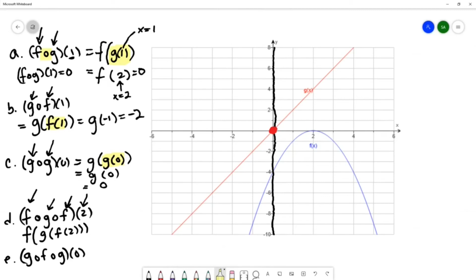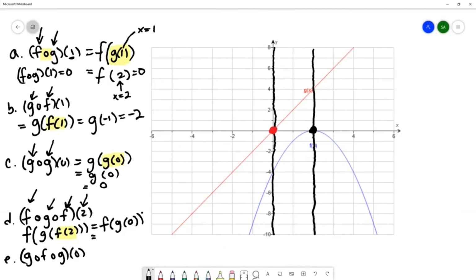So we'll start by finding f of 2. x equals 2 is this vertical line here. Every ordered pair on that line has an x-coordinate of 2. We're interested in this point here that crosses the graph of f. That y-coordinate will be 0. So f of 2 is 0.